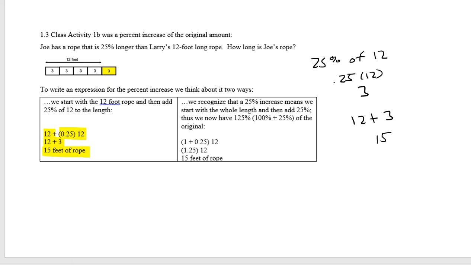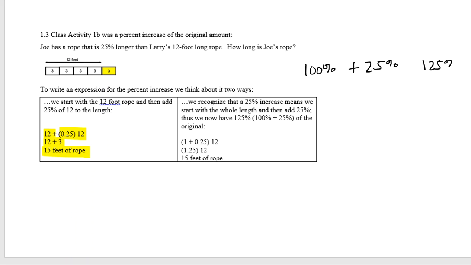Another way that we can think about this, though, is we can think about it as we're starting out with 100%, okay, that's the 12 feet, and then we are adding 25% because Joe's rope is going to be 25% longer than Larry's rope. That gives us 125%. Okay, so if we take and find 125% of 12, to do that, we would change this to 1.25 times 12, and that also gives us 15 feet of rope.